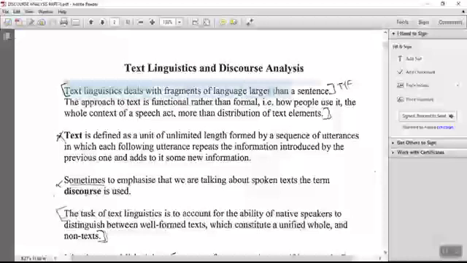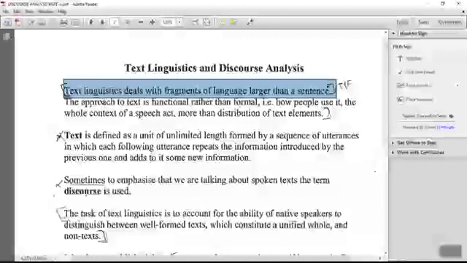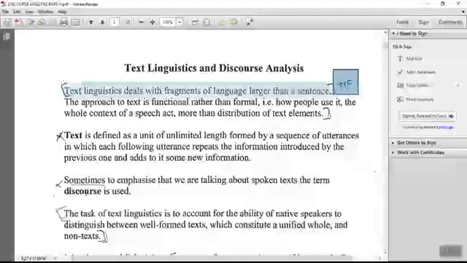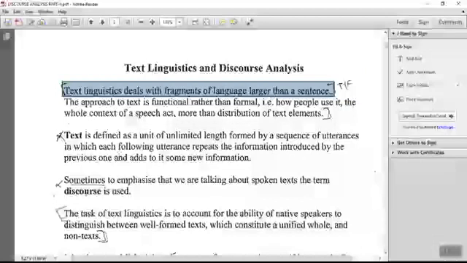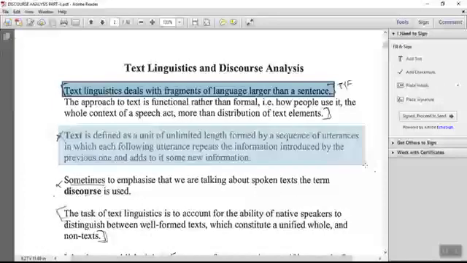So it deals with fragments of language larger than a sentence. As you can see, this could come as true or false. Okay. The approach to text is functional rather than formal. How people use it, the whole context of a speech act more than distribution of text elements. What is important is this part. Now I don't want to talk about giving a definition of a text. This is the definition of text.